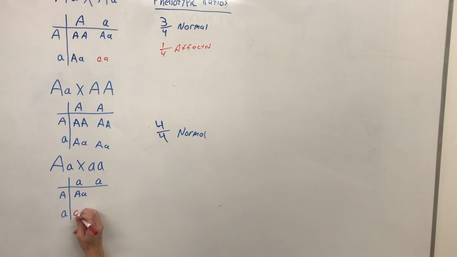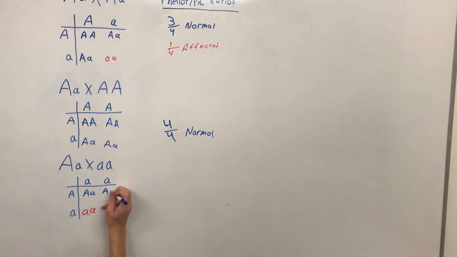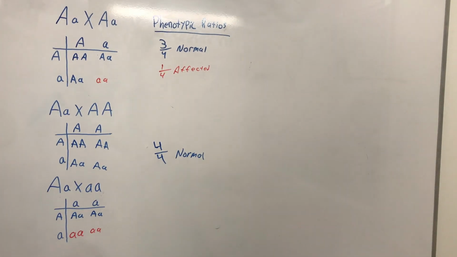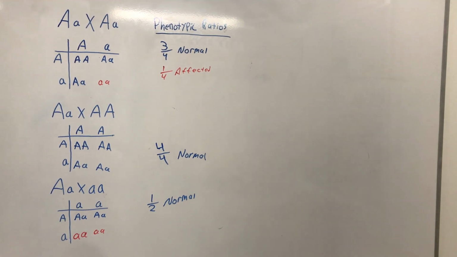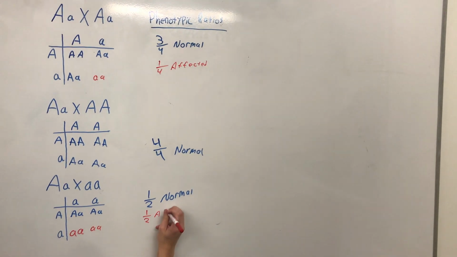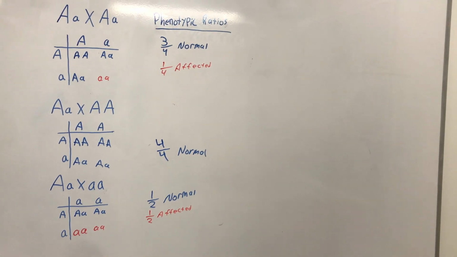Lastly, this cross shows a heterozygous parent crossed with a homozygous recessive parent. This results in half of their offspring having normal phenotypes and half having the affected phenotype.